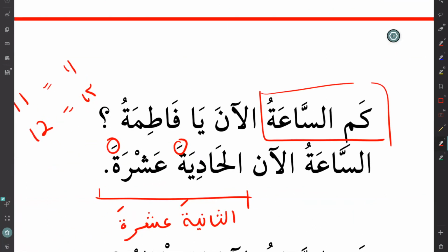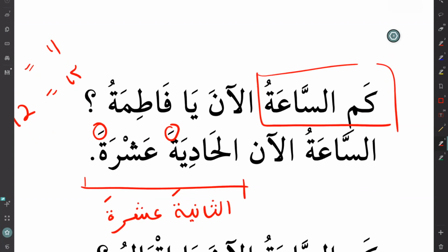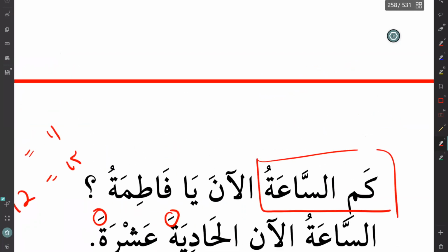Number two, when you answer, you say as-sa'atu, that the time is, then you give a number. What number do you give? You give an ordinal number. Instead of saying 5, which is khamsun or khamsatun, you say al-khamis. And then you use the feminine version. You don't say al-khamisu, you say al-khamisatu.